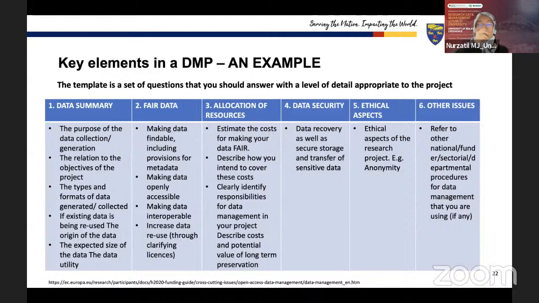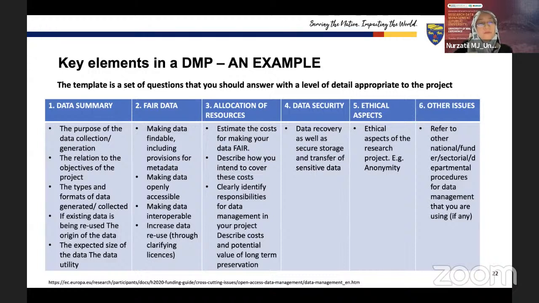Okay, so the key elements in a DMP are really a set of questions that you, as a researcher, should answer with the level of detail appropriate for the project. But I guess that's also the role of data stewards, to assist researchers on how to answer the questions. Again, you're not writing paragraphs that are too long, just enough to make clear, for these elements, what the principles and rules are that are applicable to your research.